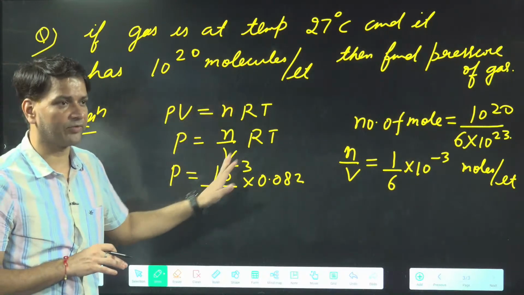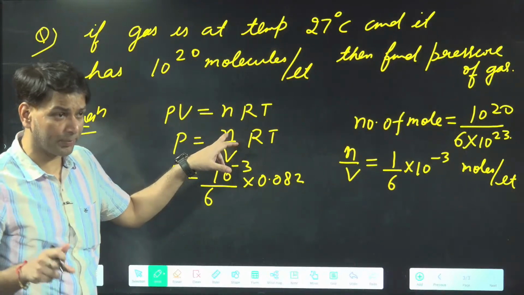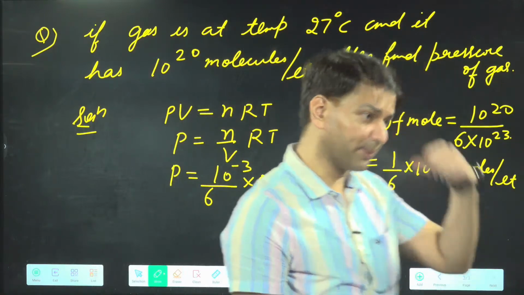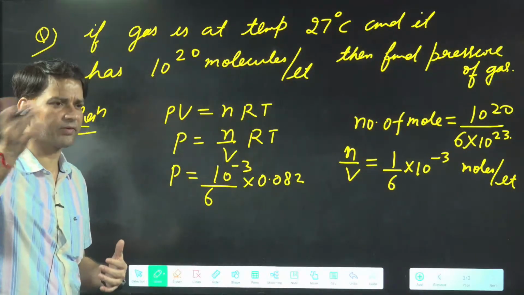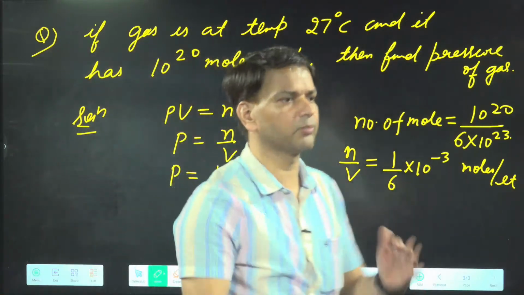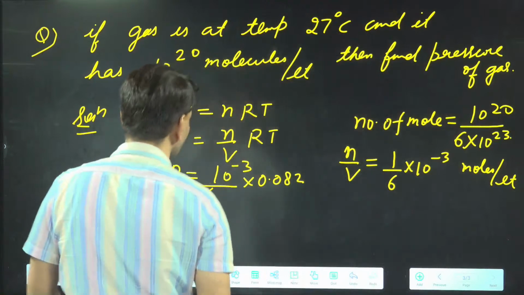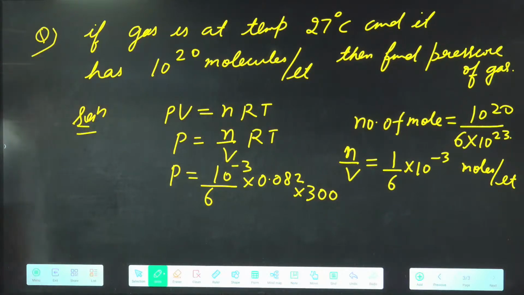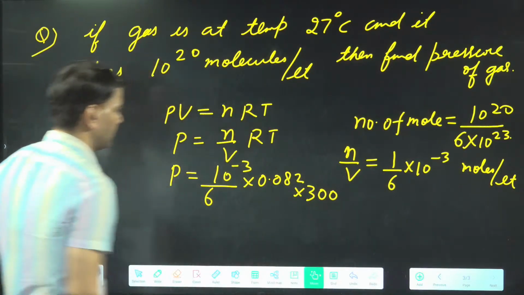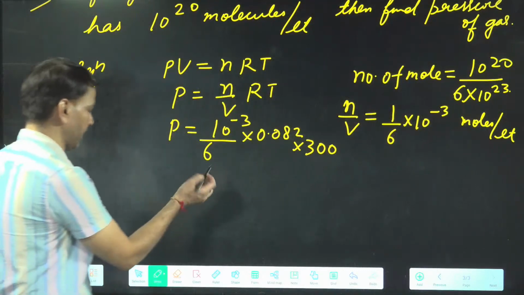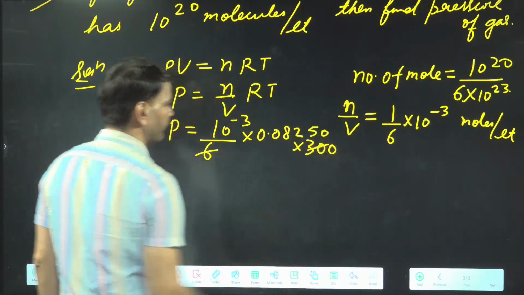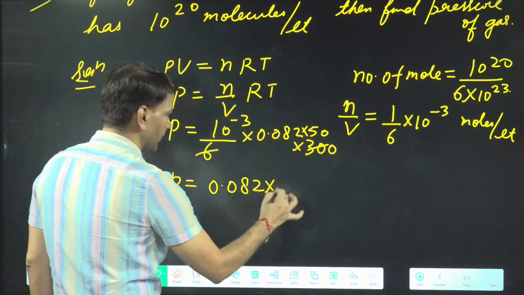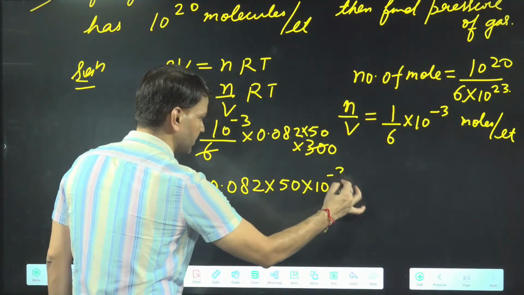I am using P is equal to n by V RT. n by V I am writing as number of moles per unit volume. Volume I am taking in liter. Then the R value I will take 0.082 and then pressure I will get in atm. If the answer is given in Pascal, then we can convert atmosphere into Pascal. Okay. Then into T what you will take? 300. Who will say what is the answer now? 6 5s are 30, so you will get 50. Then P you got 0.082 into 50 into 10 to the power minus 3 atm.